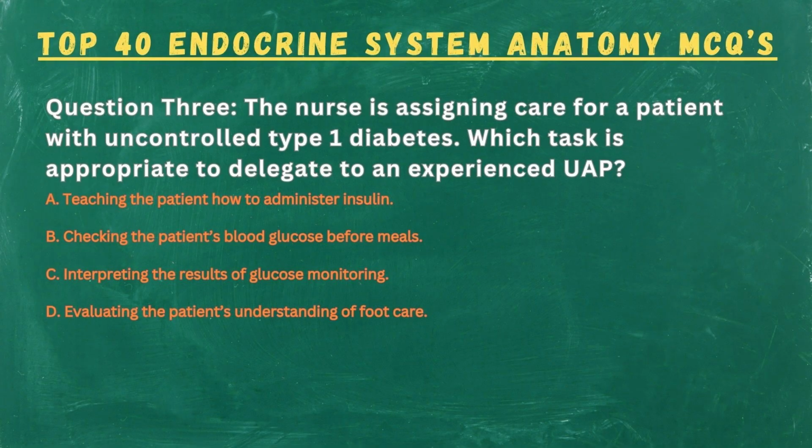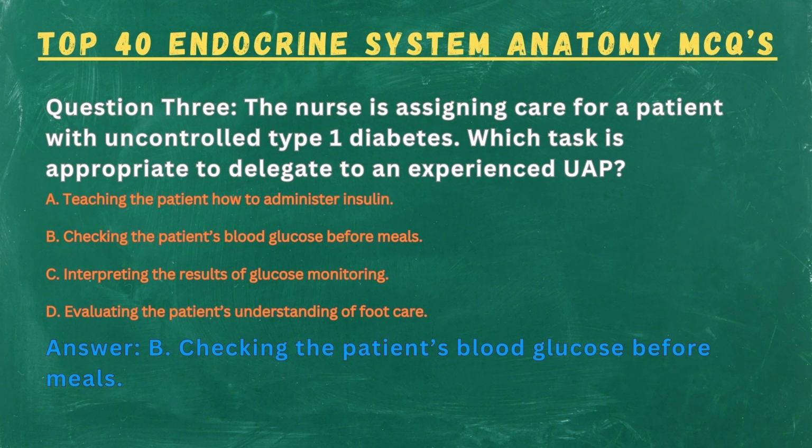Question 3. The nurse is assigning care for a patient with uncontrolled type 1 diabetes. Which task is appropriate to delegate to an experienced UAP? A. Teaching the patient how to administer insulin. B. Checking the patient's blood glucose before meals. C. Interpreting the results of glucose monitoring. D. Evaluating the patient's understanding of foot care. Answer. B. Checking the patient's blood glucose before meals.